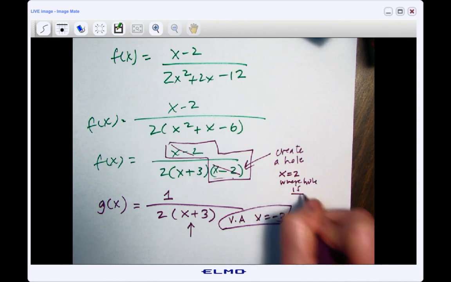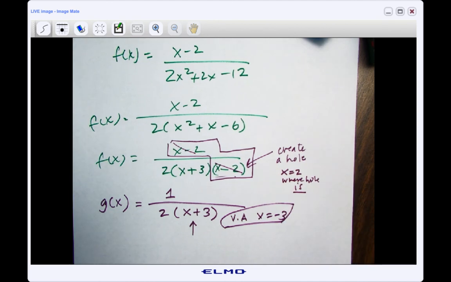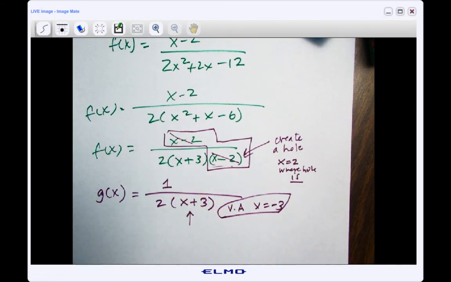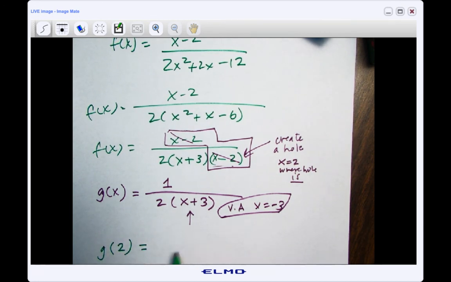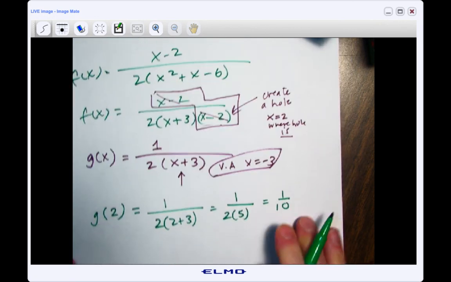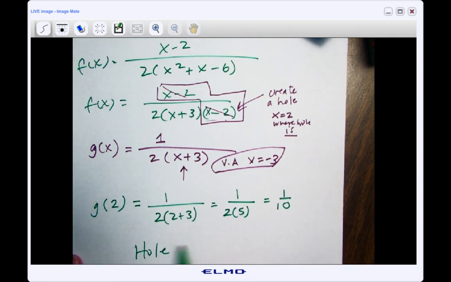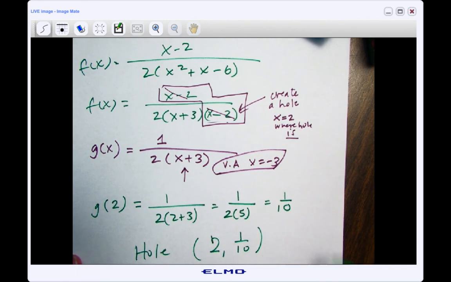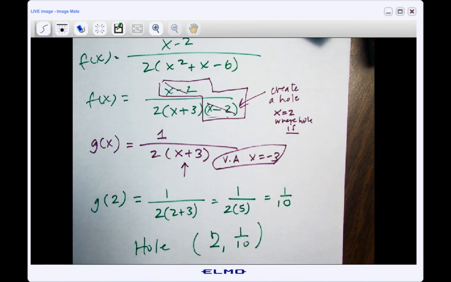Okay, and how do I figure out the y value that matches that? Well, I plug it into this twin function that's doing exactly the same thing as my other one and figure it out. So I'm going to plug a 2 into here. And so I get 1 over 2 times 5, or in other words, 1/10. So my hole is the ordered pair 2, 1/10. That's where the hole would be.